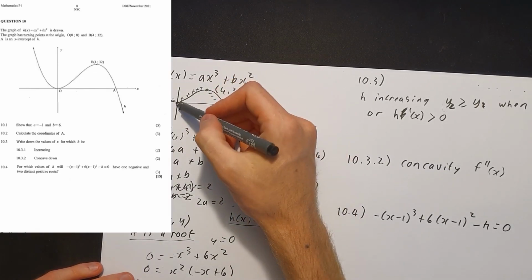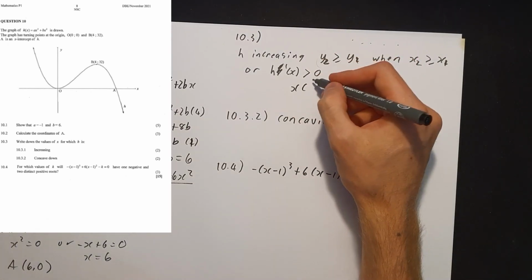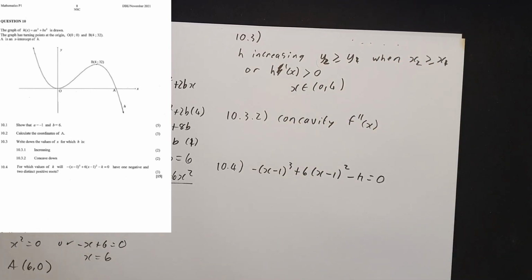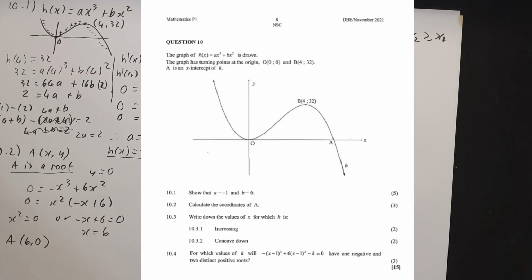So therefore, it's increasing between 0 and 4. So you can just say that x is an element of 0 to 4. You can use including brackets as well if wanted. Now, 10.3.2 says concave down.